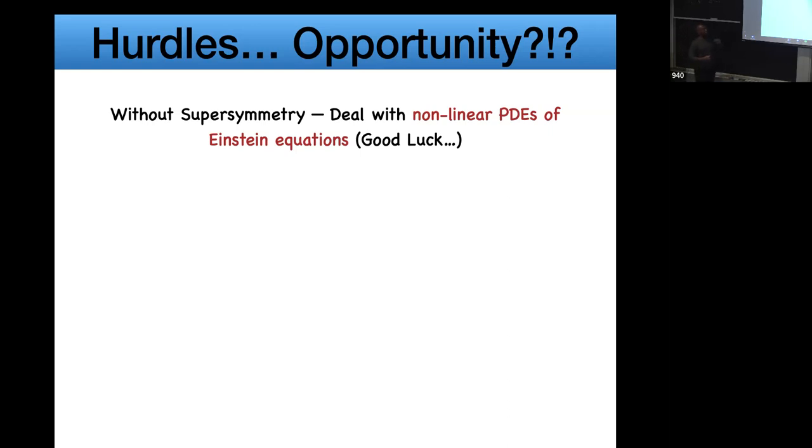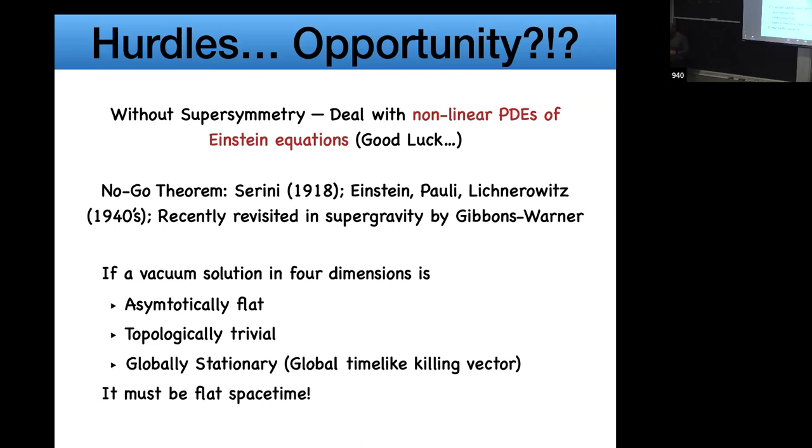But once we give up supersymmetry, you get fairly nonlinear PDEs in Einstein's equation, and we've all seen them. And really, there's no hope, right? Then you should just give up if you don't know where you're going.